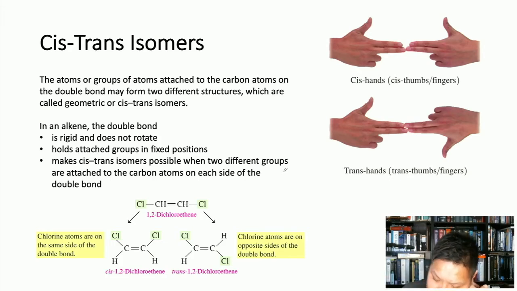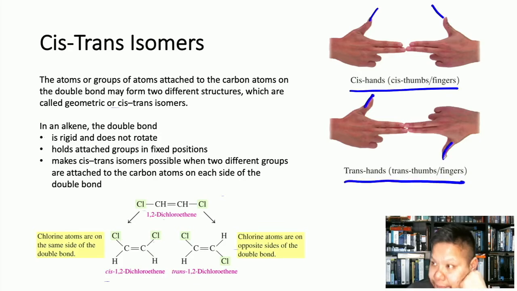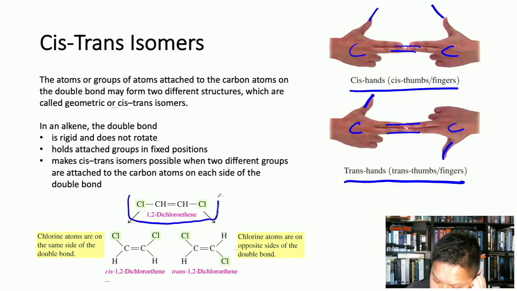And as you can see by the drawing of the hands here, cis hands means that the thumbs are on the same side, whereas trans hands means that the thumbs are on opposite sides, right? Imagining that this is the double bond right here, and this is the carbon. So let's take a look at 1,2-dichloroethene as the example.